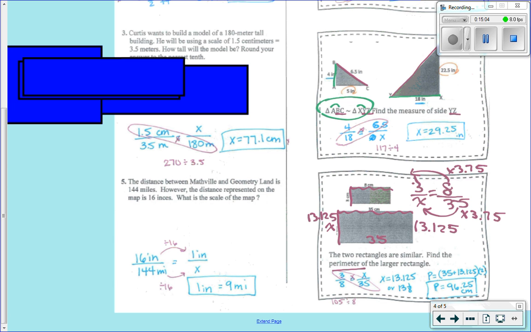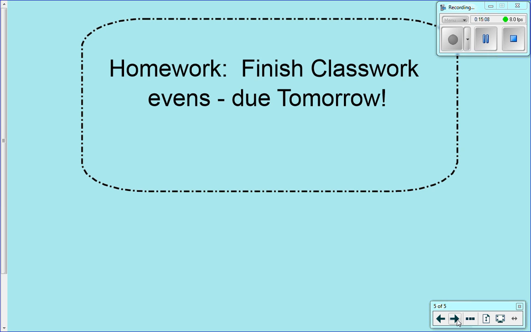Any other questions? All right, so all the evens are homework. Are we good with that? Evens. Do tomorrow, but actually Monday. Okay. Do it on Monday, we'll look at it.